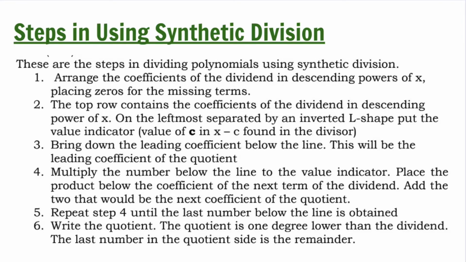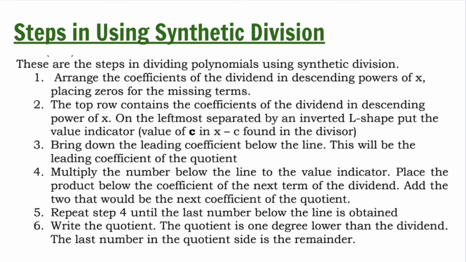1. Arrange the coefficients of the dividend in descending powers of x, placing zeros for the missing terms. The top row contains the coefficients of the dividend in descending power of x. On the leftmost, separated by an inverted L shape, put the value indicator. Third, bring down the leading coefficient below the line. This will be the leading coefficient of the quotient.